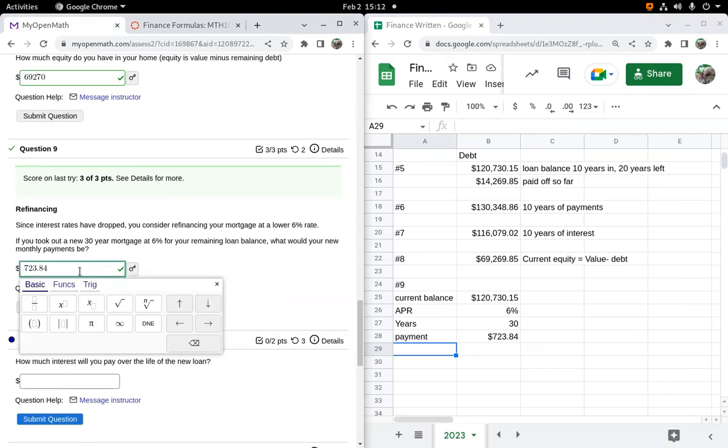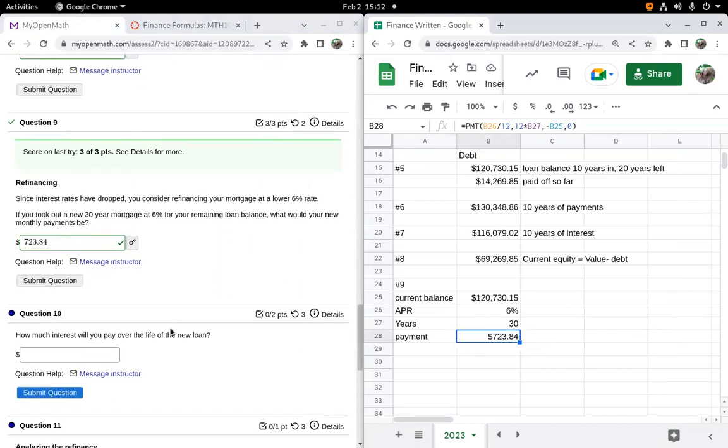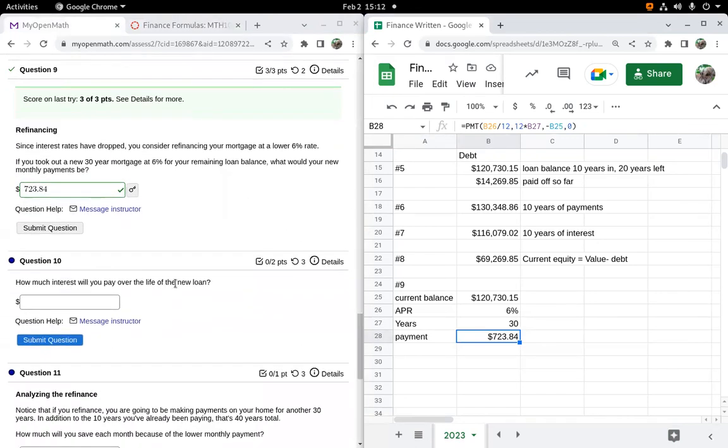And I clicked a little too quick. I should have double checked I typed that right, but I was pretty sure. All right, how much interest will you pay over the life of the loan? We've done this thing before, so let's figure that out.